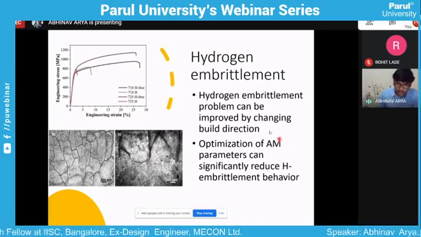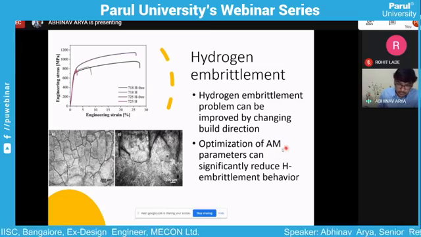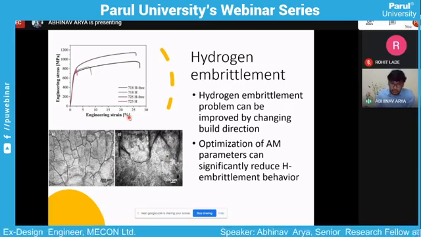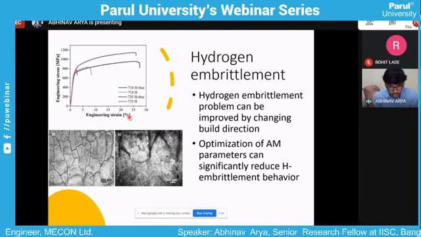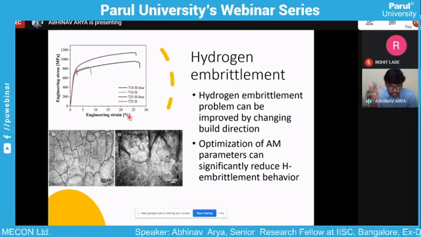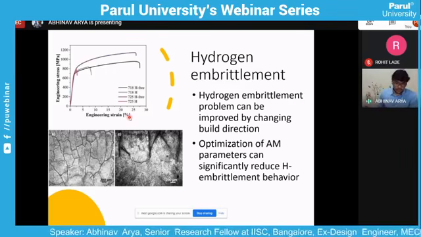So this shows that by optimizing these AM parameters, the additive manufacturing parameters, we can significantly reduce the hydrogen embrittlement behavior. And this is a very hot topic that is currently being studied. If using additive manufacturing we can design new alloys with superior hydrogen embrittlement resistance, then it will be very useful for hydrogen storage.